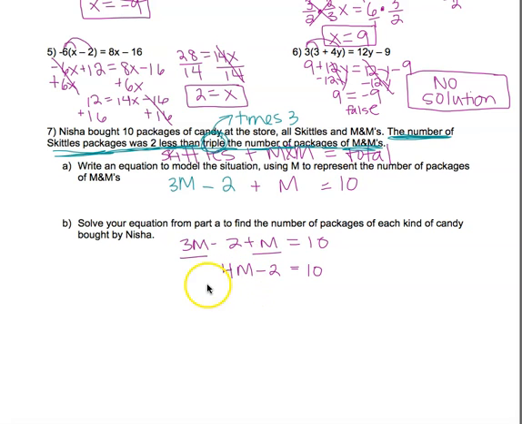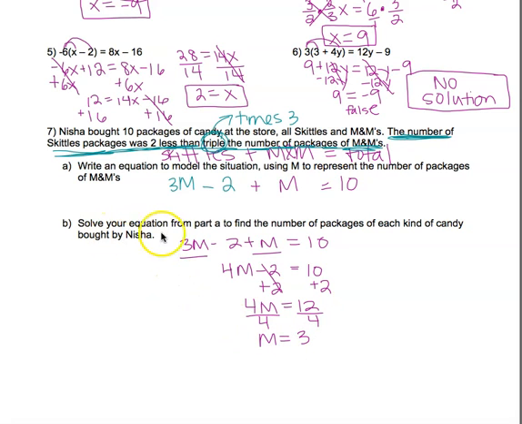Now my variables are all on the left, which means I need to move constants to the right. So add 2 to both sides. 4M equals 12 is what that gives me. Then get M alone. Right now, this is M multiplied by 4. So I'll undo it by dividing. And I get M equals 3.